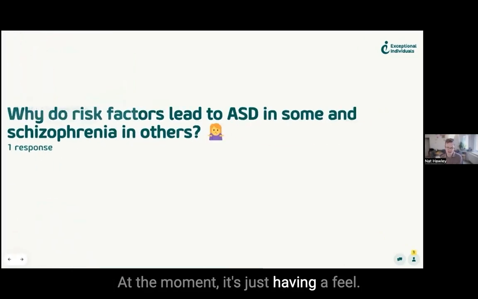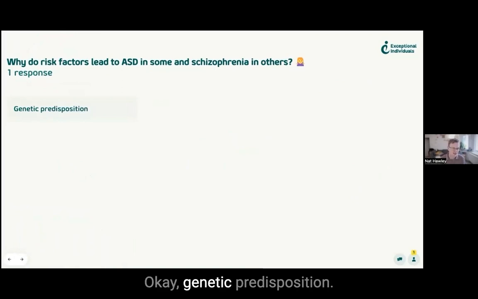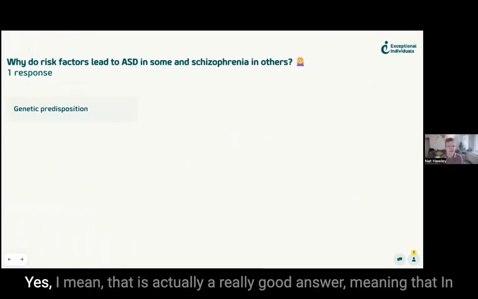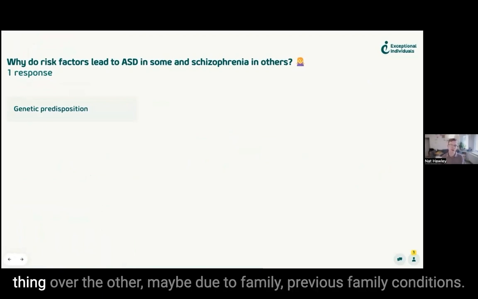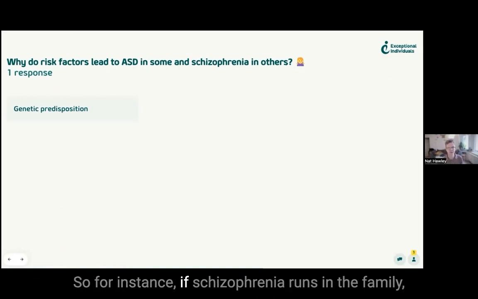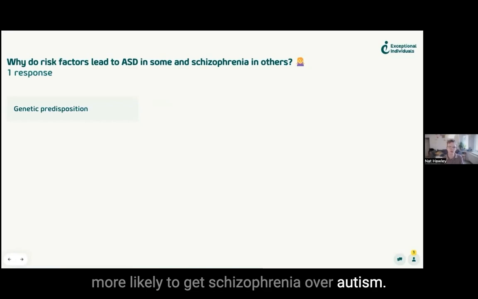At the moment, it's just having a feel. Okay, genetic predisposition. Yes, that is actually a really good answer, meaning that in your DNA, there are some people who are more likely to get one thing over the other, maybe due to previous family conditions. So, for instance, if schizophrenia runs in the family, you're more likely to get schizophrenia over autism.